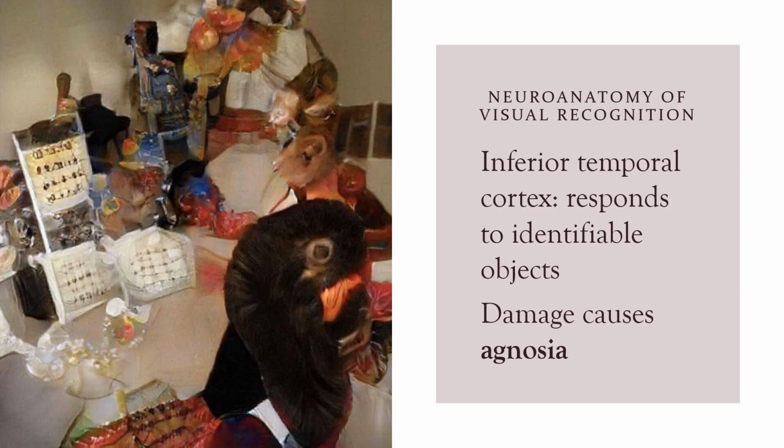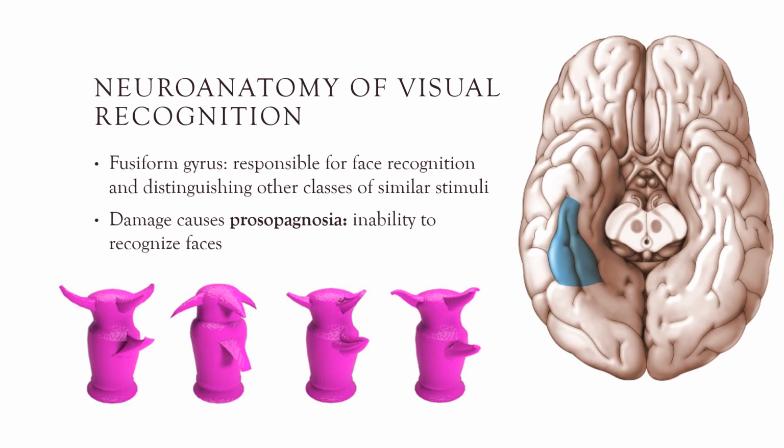So if you have damage to the inferior temporal cortex, that can cause agnosia. It interferes with just basic object recognition. If we keep moving forward in that pathway, especially in the right side of the brain, you'll eventually get to this structure called the fusiform gyrus.